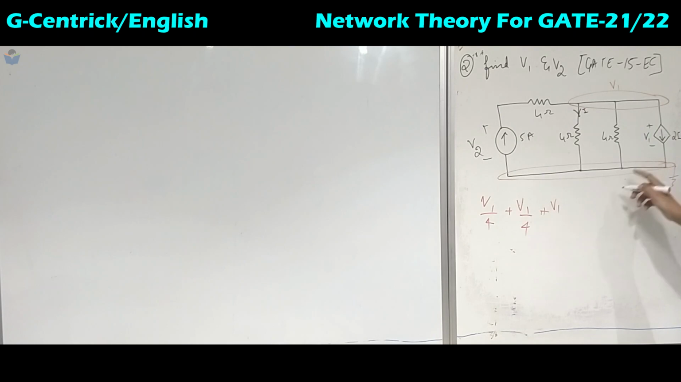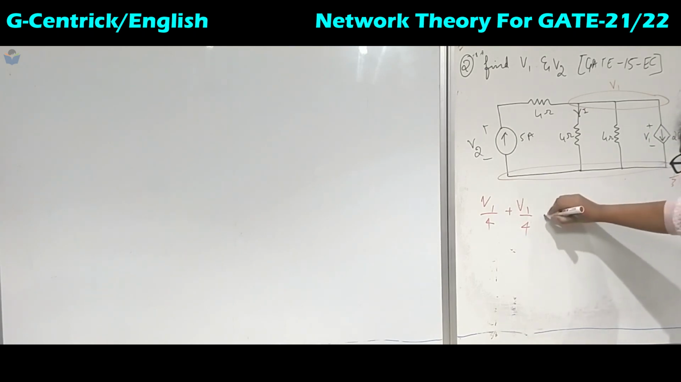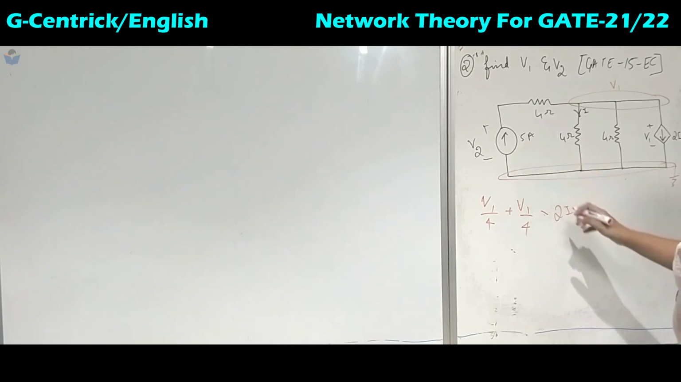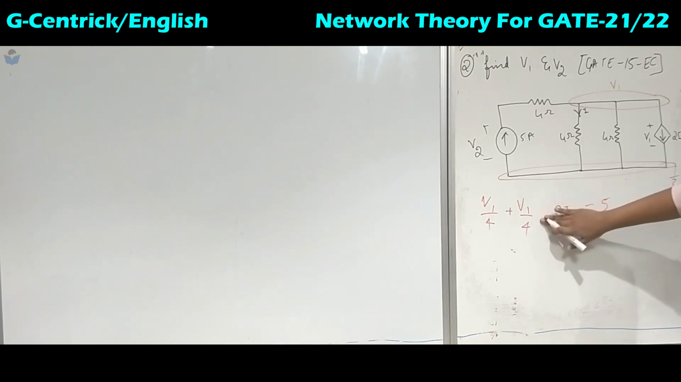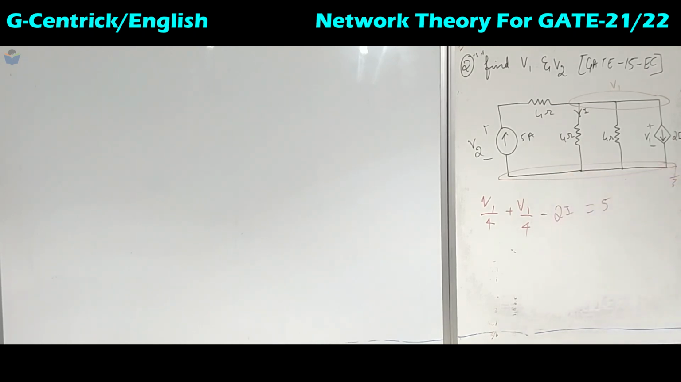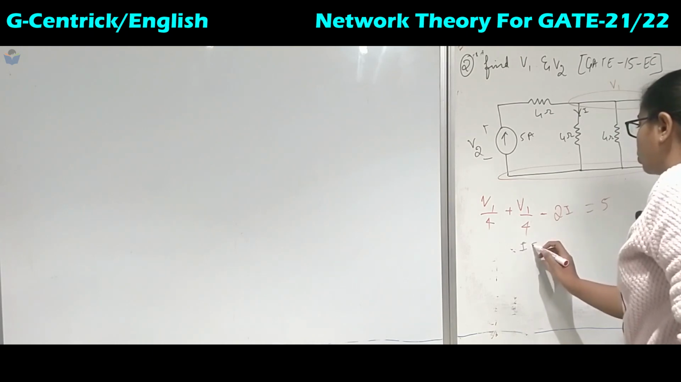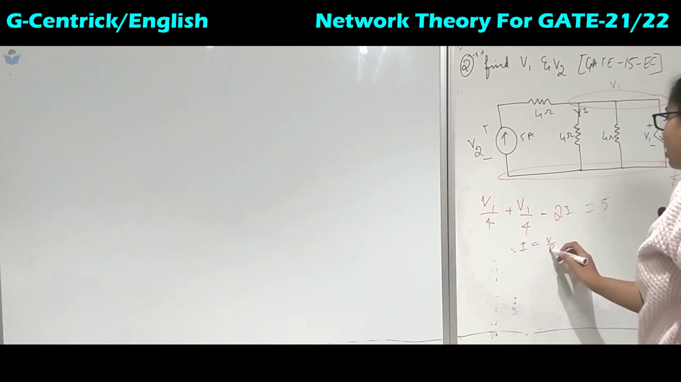Okay, so this is plus 2I, minus 2I, which is outgoing, and we have this incoming current which is equal to 5 amperes. Now we have two unknowns but only one equation, so we have to eliminate the value of I. To eliminate I, we will apply Ohm's law. I is nothing but V upon R.